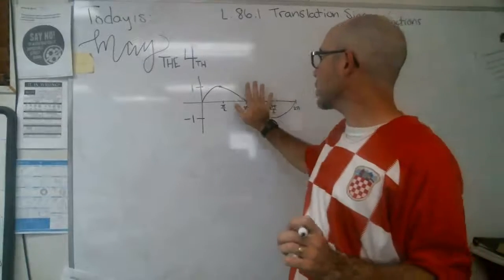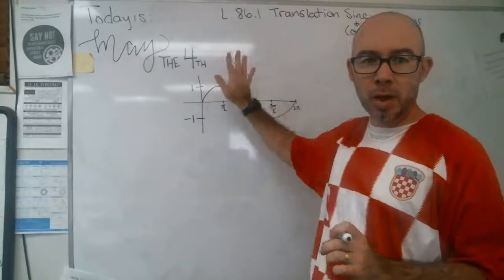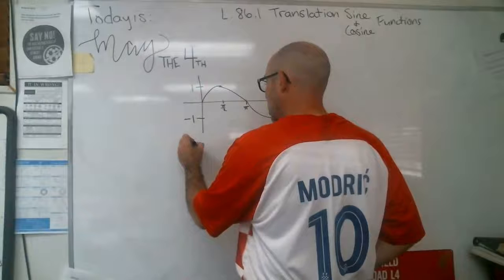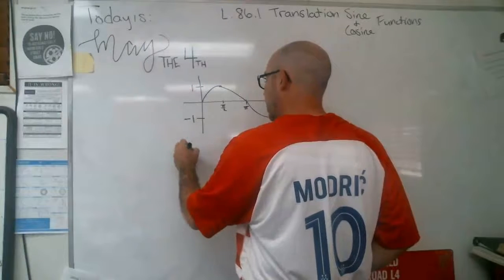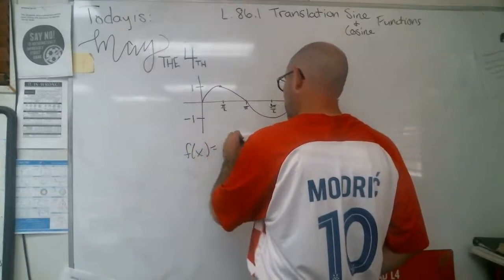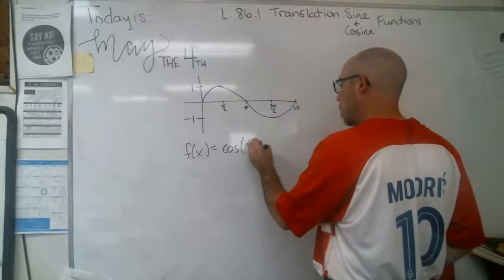Again, all I'm going to do is take this one cycle and move it left and right, or move it up and down. Now, how do I do that? Where do I do that in my equation? Let's do f of x, okay? F of x equals cosine x. I'm going to write the form for you today.